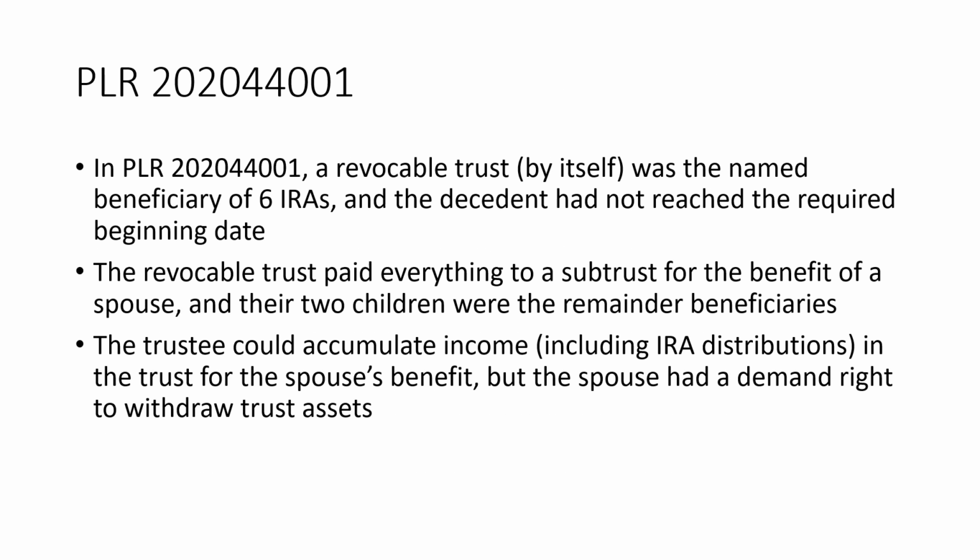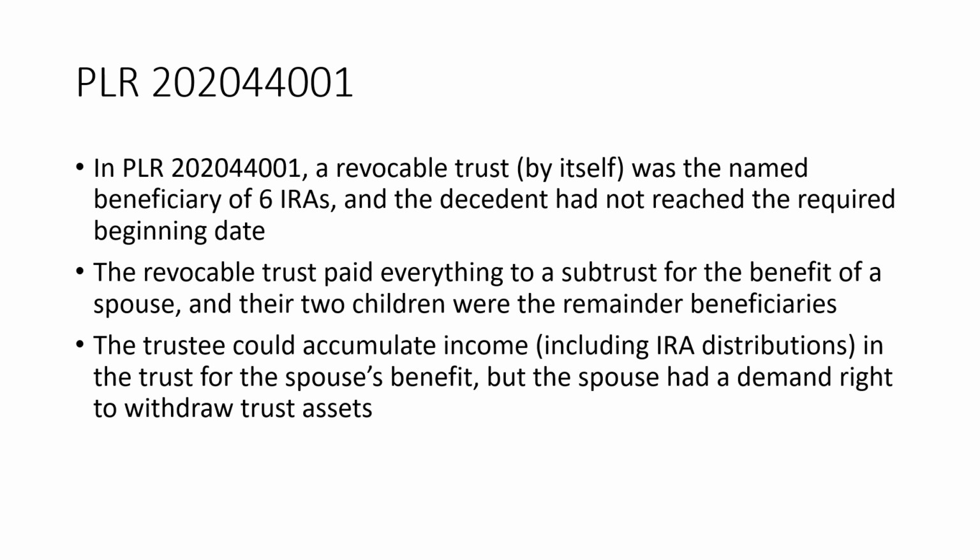Now, just today, the IRS issued Private Letter Ruling 2020-44001, and in this ruling there was a revocable trust by itself that was the named beneficiary of 6 IRAs. The decedent had not reached the required beginning date, so there was a full stretch available potentially, and the revocable trust was to distribute everything into a subtrust for the primary benefit of the spouse, and then the 2 children of the couple were the remainder beneficiaries.